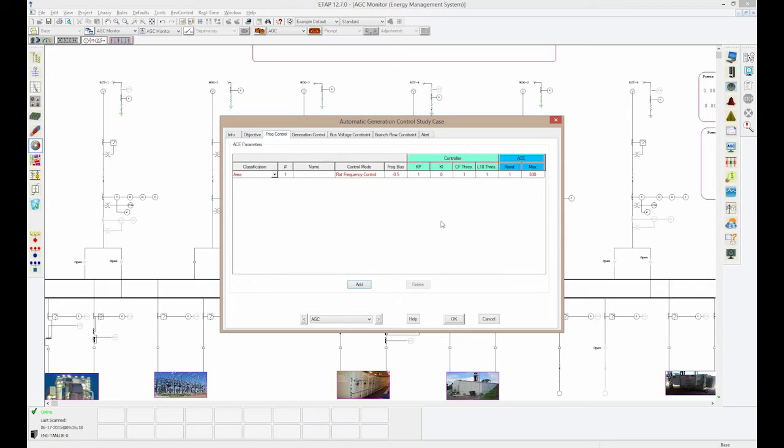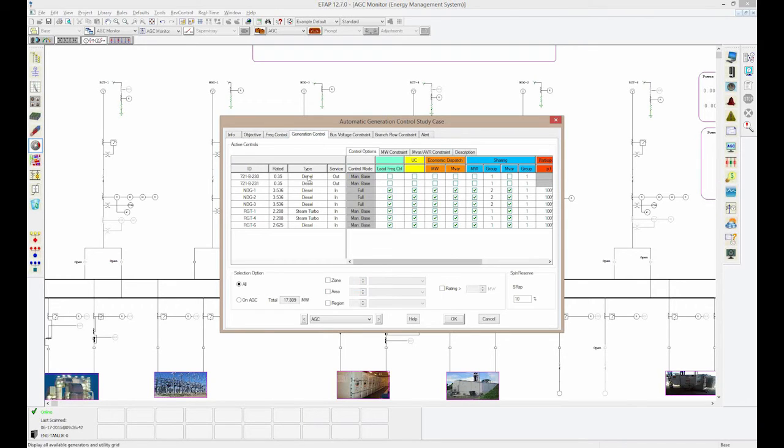In frequency control, we basically specify our control area. This application can also be adapted for transmission energy management systems, where you can have multiple areas or control areas, in which case this list would be much longer. But since we're dealing with a single microgrid, we only have one control area to deal with.